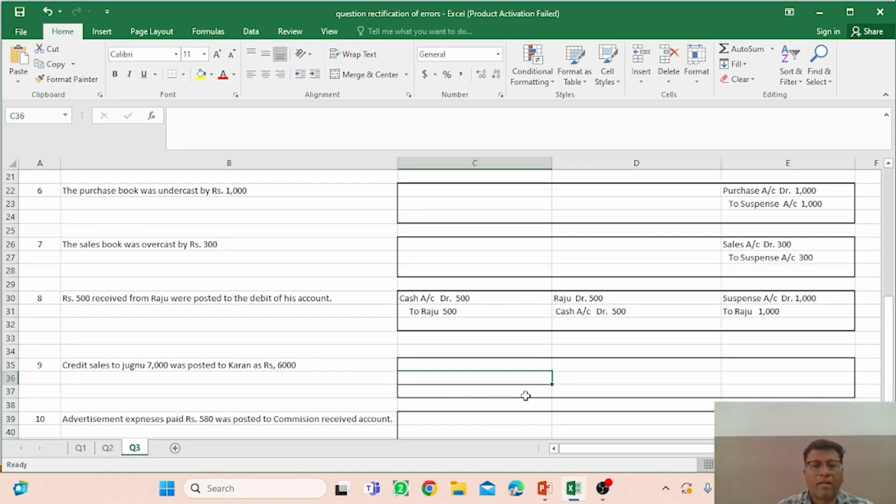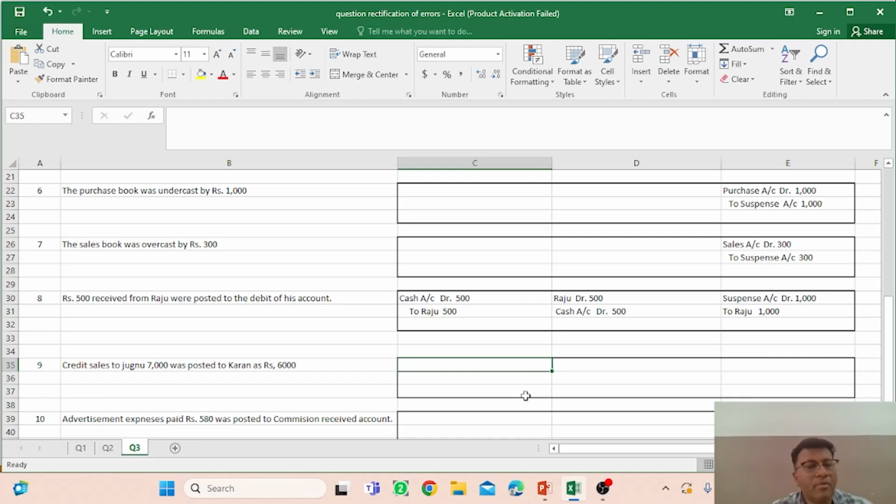So it would be adjusted in the suspense account, right? Today we are also covering this particular aspect of the suspense account, and you should be aware that if any entry is there, through the suspense account we have to rectify it, we have to adjust it.